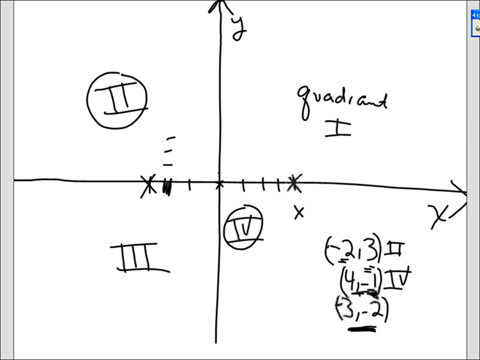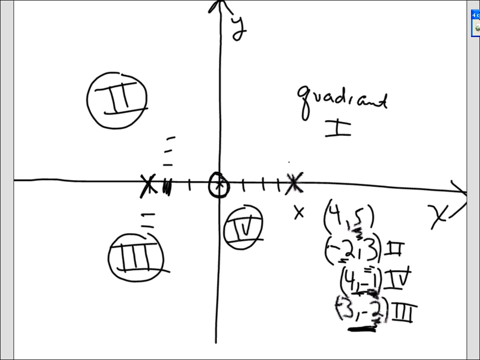You start at the origin, and you go to the left 3. That brings you right there. Then you go down 2. 1, 2. That brings you into quadrant 3. And if you had (4, 5), well, you start at the origin, you go 4 to the right, and then you go up 5. 1, 2, 3, 4, 5. Brings you right there. Quadrant 1.